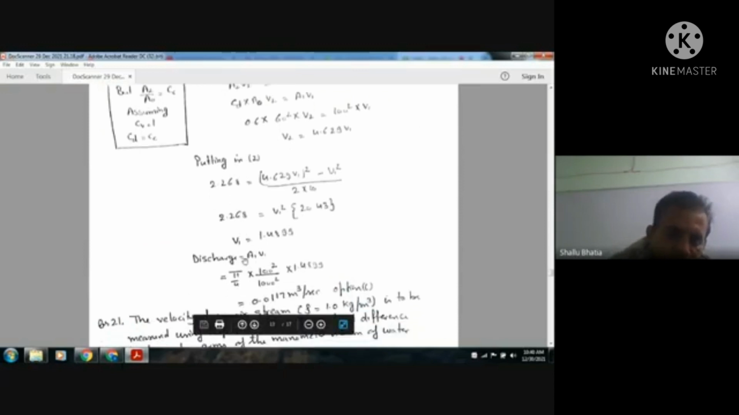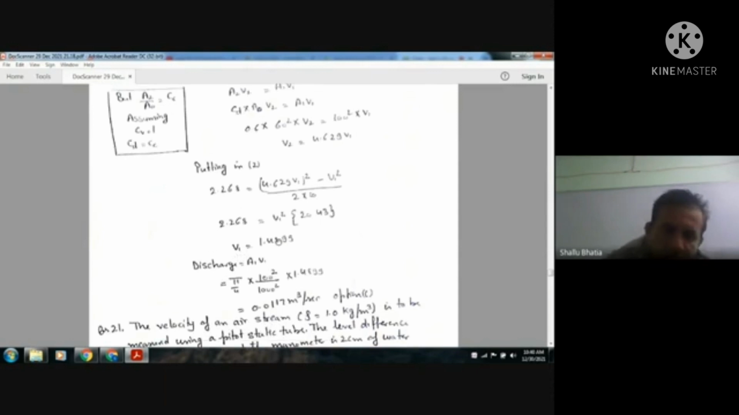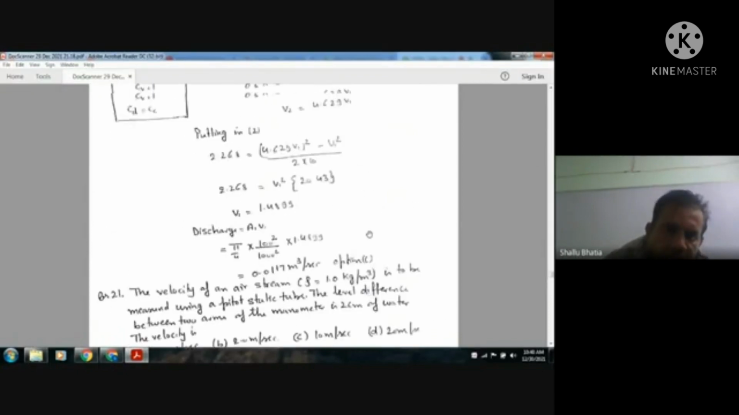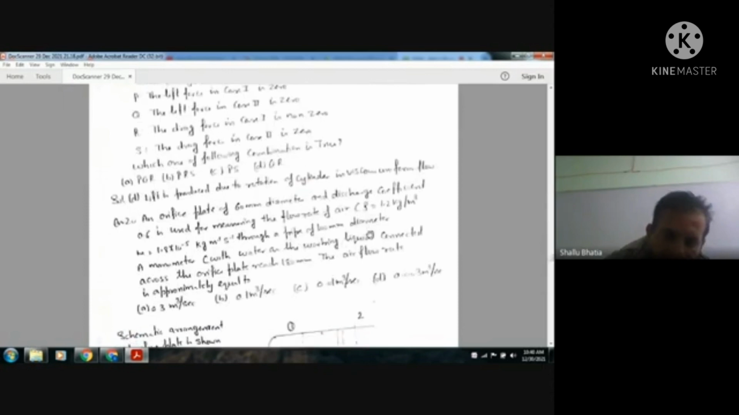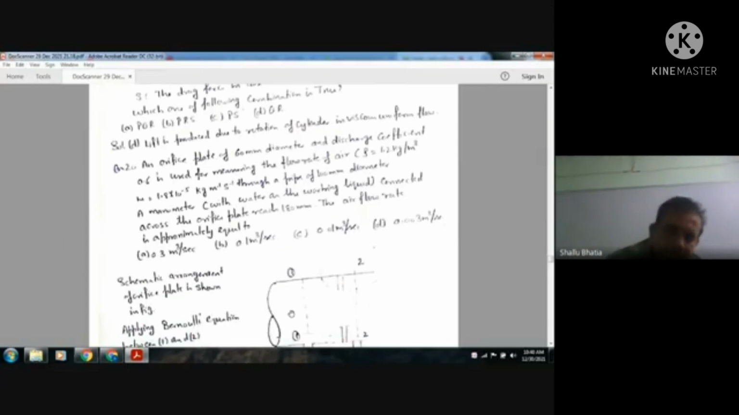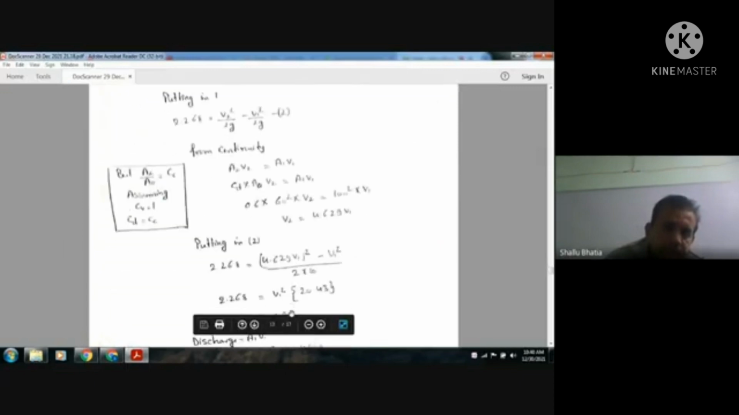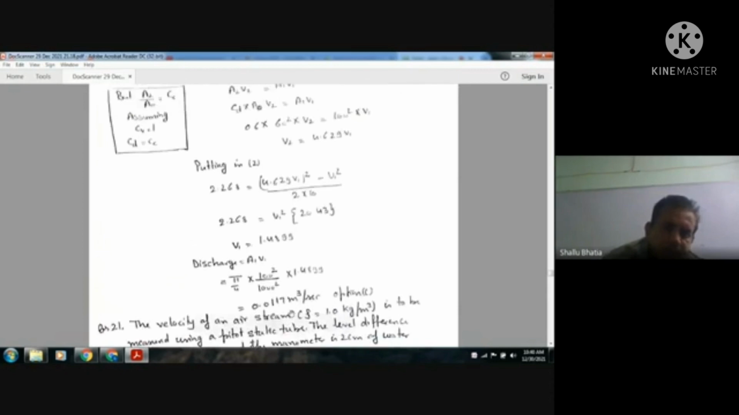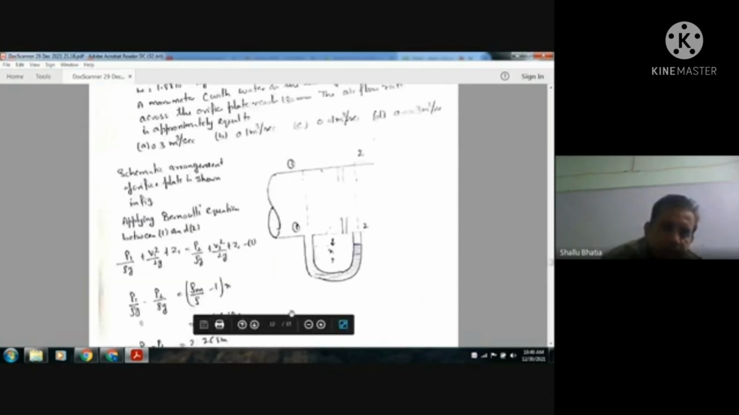As V1 is required to calculate the discharge, V1 is 1.4899. So A1 is the discharge, so 100 square into V1, because in the portion A1 there is no contraction that has taken place. Okay, so we can directly calculate A1 into V1 as discharge. So the answer is 0.0117 meter cube per second. So option C is right.